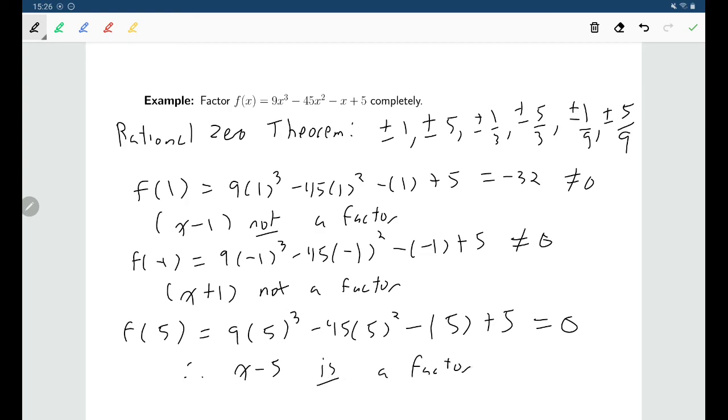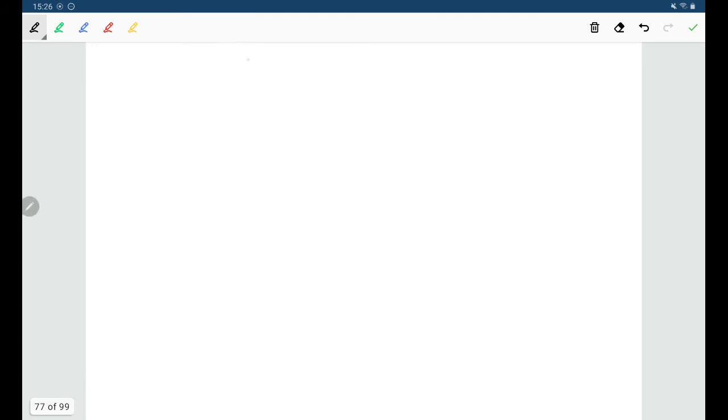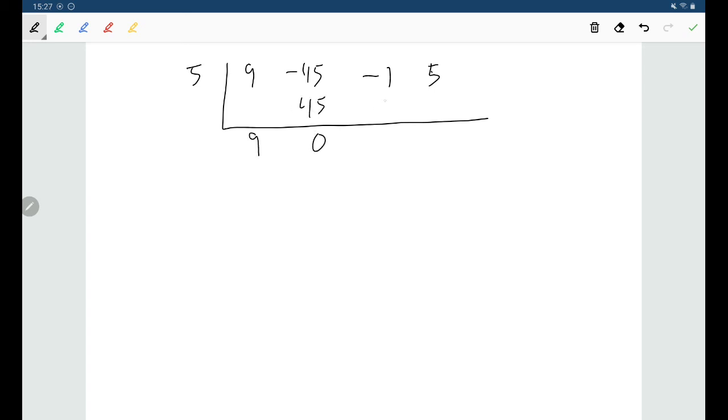And so now to factor it out, we're going to take our polynomial f of x and divide it by x minus 5. So we had 9x cubed minus 45x squared minus x plus 5, and we were dividing by x minus 5. And now synthetic division: bringing down, multiplying, adding, multiplying, adding, multiplying, adding, and there we go. As we expected, our remainder is 0.